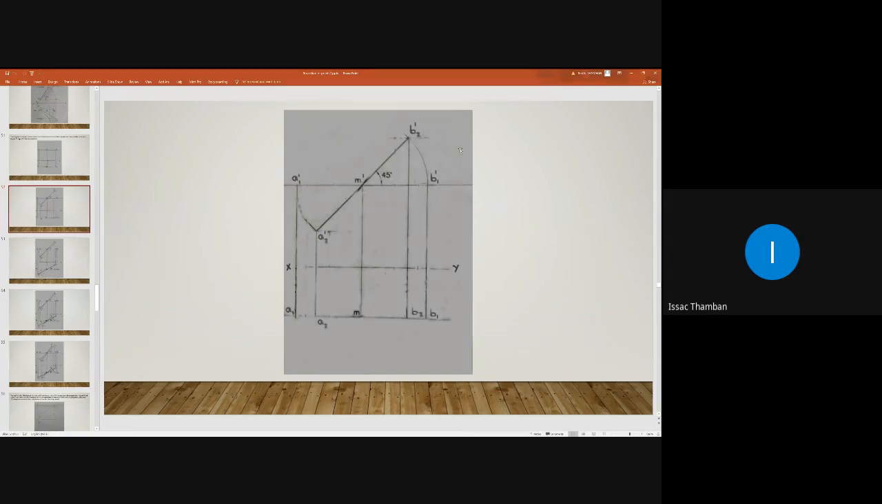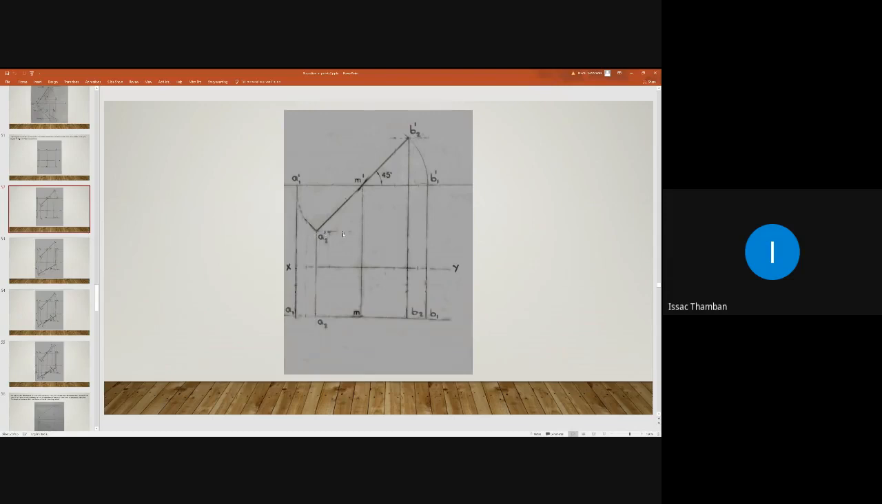Similarly, keeping the same radius in your compass, you can draw another arc from B1 dash and intersect the 45-degree line at B2 dash. So you will get A2 dash and B2 dash. This is the condition where the line is inclined to SP by 45 degree and parallel to BP. So making it inclined to SP by 45 degree, you will get A2 dash and B2 dash.